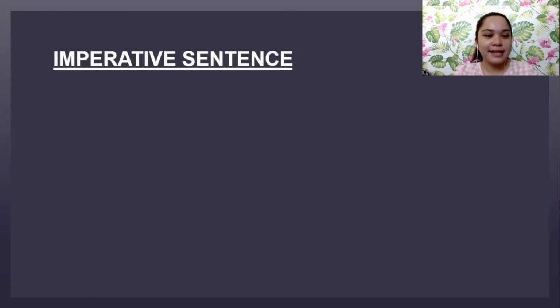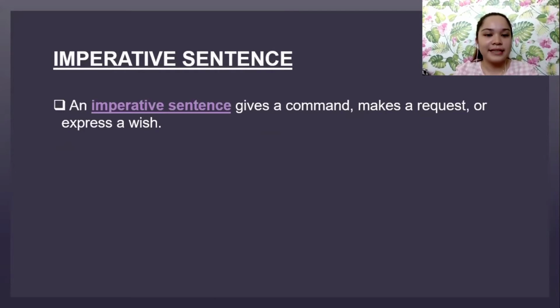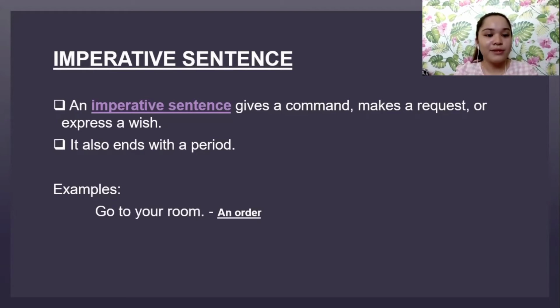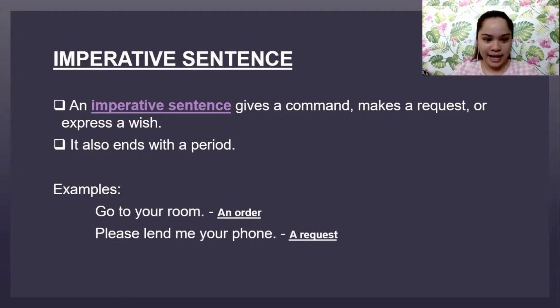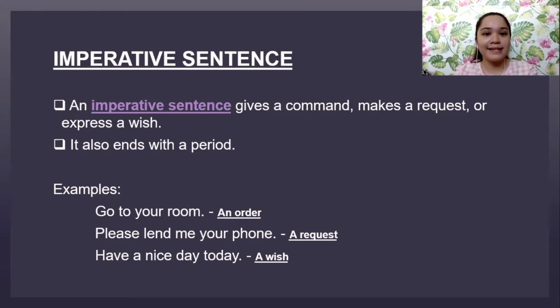Okay. Next is imperative sentence. An imperative sentence gives a command, makes a request, or expresses a wish. And it also ends with a period. Examples: Go to your room. This example gives a command and it is an imperative sentence. Please lend me your phone. This example makes a request and it is an imperative sentence. Last is: Have a nice day today. This example expresses a wish and it is an imperative sentence. Always remember that an imperative sentence gives a command, makes a request, or expresses a wish.